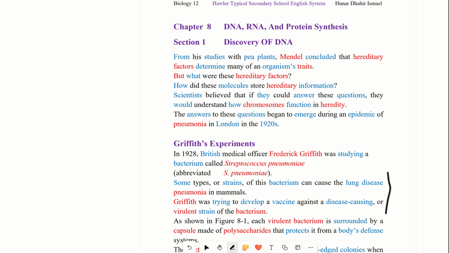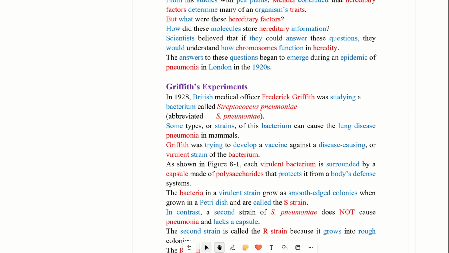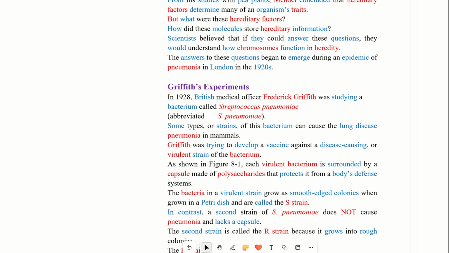Now, the first scientist who worked on this was Griffith. Frederick Griffith is a scientist who studied this bacteria. In 1928, Griffith was a British medical officer. He was studying a bacterium named Streptococcus pneumoniae, abbreviated as S. pneumoniae. Some types or strains of this bacteria can cause lung disease, pneumonia, in mammals. Griffith was trying to develop a vaccine against the disease caused by the virulent strain of the bacteria.